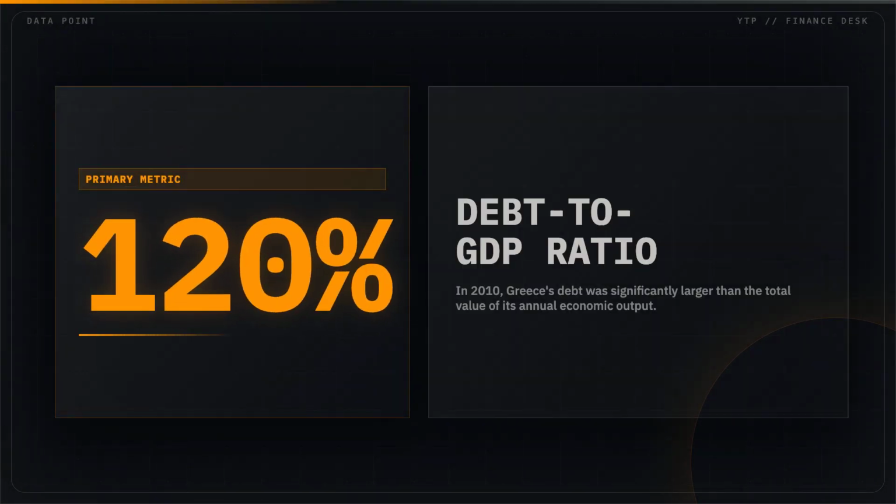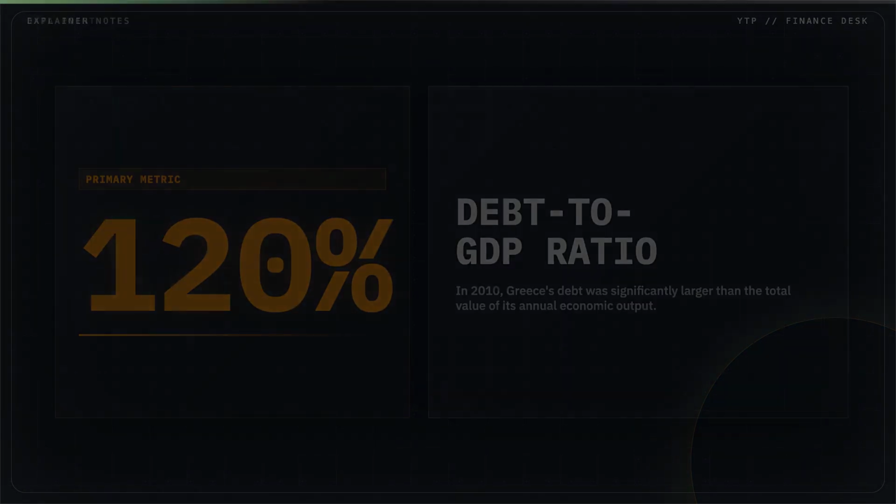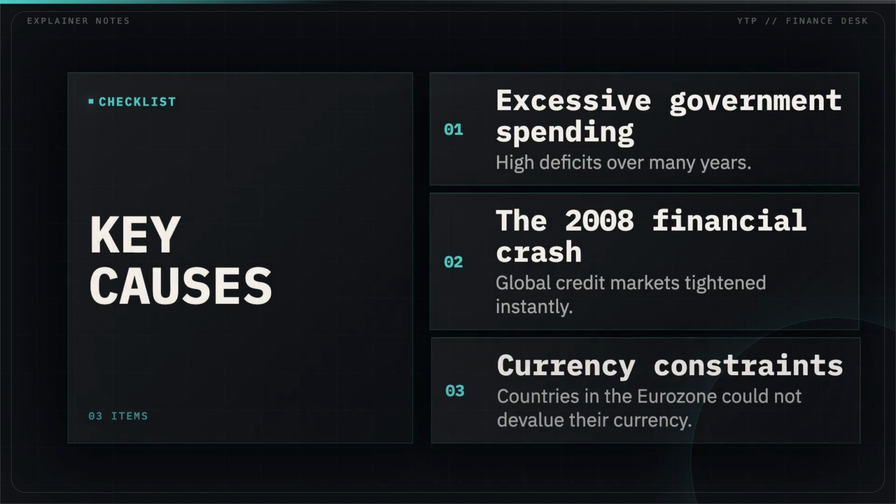When a country spends more than it earns for years, it accumulates debt. If that debt grows too large, lenders lose confidence in repayment. The crisis was triggered by a mix of high spending and the realization that these nations could not print their own money to bail out.